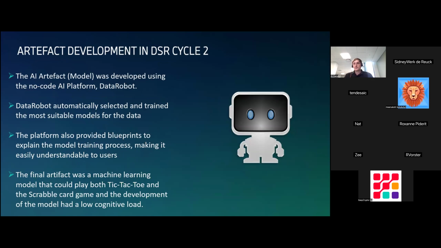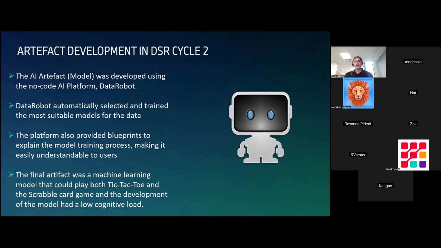All right, so the steps we took for the second DSR cycle were similar to the first, but the model training was done automatically. DataRobot automatically selected and trained the most suitable models for the data. The platform also provided blueprints to explain the model training process, making it easier to understand for users. So this final artifact could play both the games and had low cognitive load.